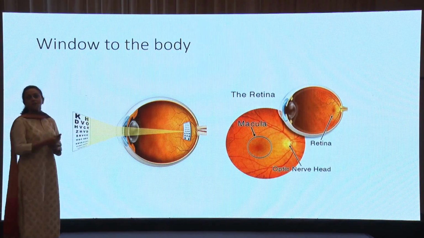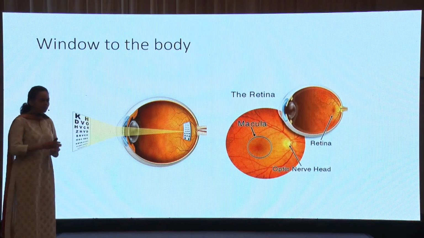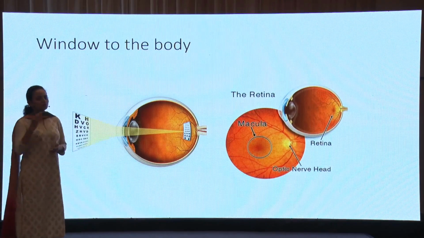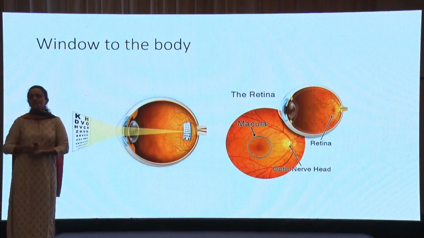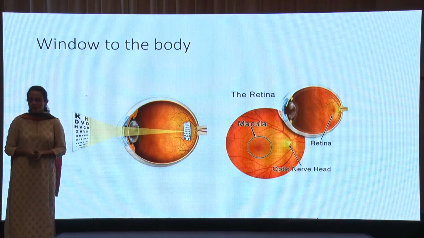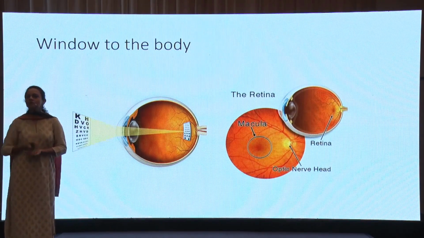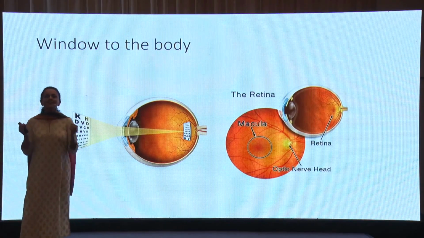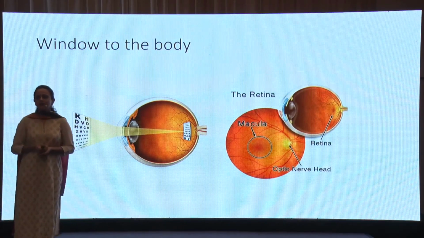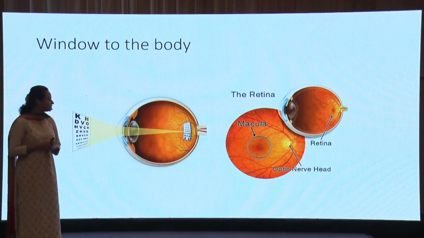It's an inverted image that is formed on the retina, which is carried by the nerve to the brain, and which becomes inverted again when it is perceived by the back of the brain, the occipital lobe, we call it. So the entire circuit has to function rightly for us to enjoy right vision, clear vision.